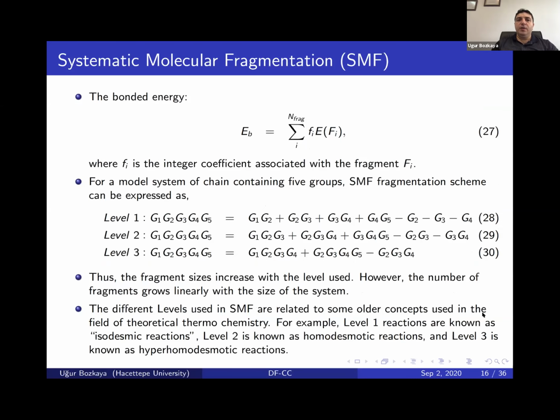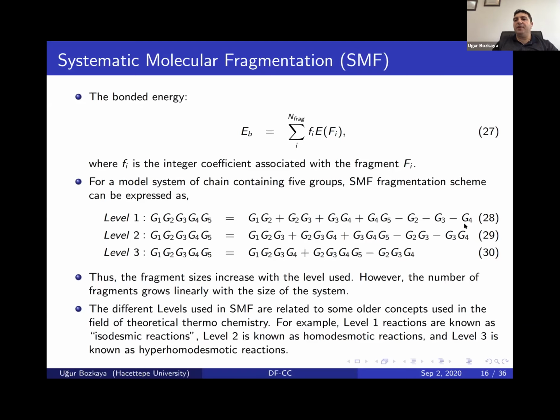So we already talked about the fact that the SMF energy consists of two components, the abundant energy and the non-abundant energy. The abundant energy can be written by this formula. Here, Fi are the integer coefficients associated with the fragment Fi. For a model system of a chain containing 5 groups, the SMF fragmentation scheme can be expressed like this. This is the whole molecule, G1 to G5. Each G represents a methyl group in this case.